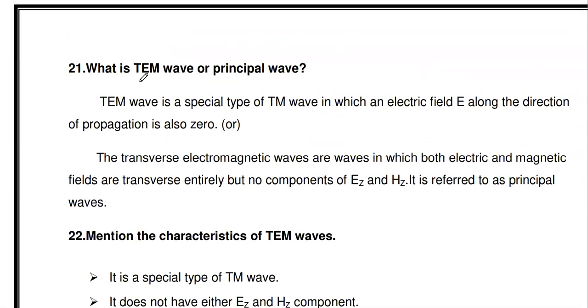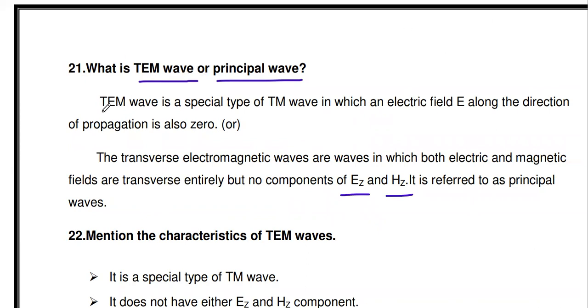Then the next question, what is TEM wave or principal wave? So there are 3 modes: TE, TM and TEM. TE means the electric field strength in the propagation direction is 0. TM mode means the magnetic field strength in the propagation direction is 0. Then TEM mode means transverse electric and magnetic wave. That means both the electric field strength and the magnetic field strength in the propagation direction are 0. That type of wave is called a TEM wave.